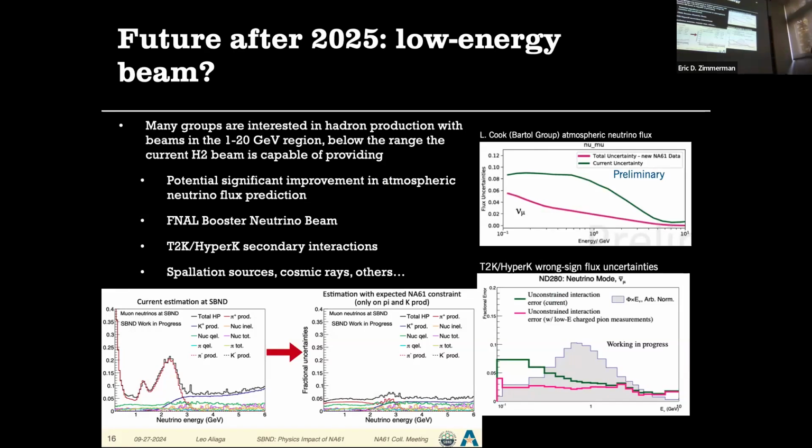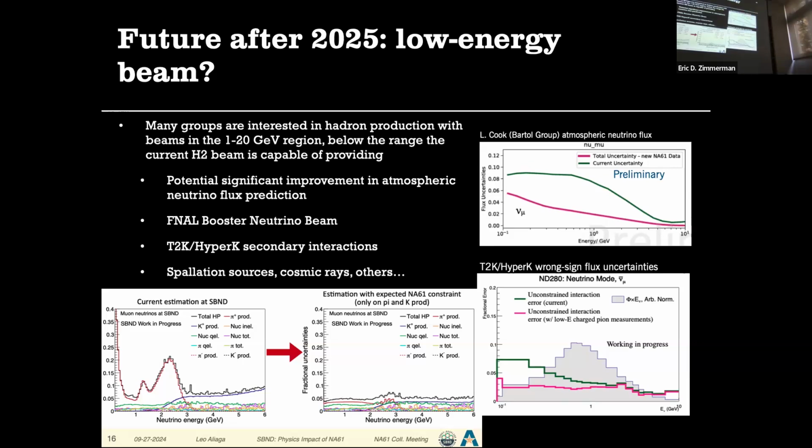After next year, we're exploring having a low energy beamline built for NA61. Right now, we can go down to 20-ish GeV reliably with protons in our beamline. But there's a lot of groups interested in hadron production with beams in the 1 to 20 GeV range, which is below the range where the current beam can really provide reliable beam.